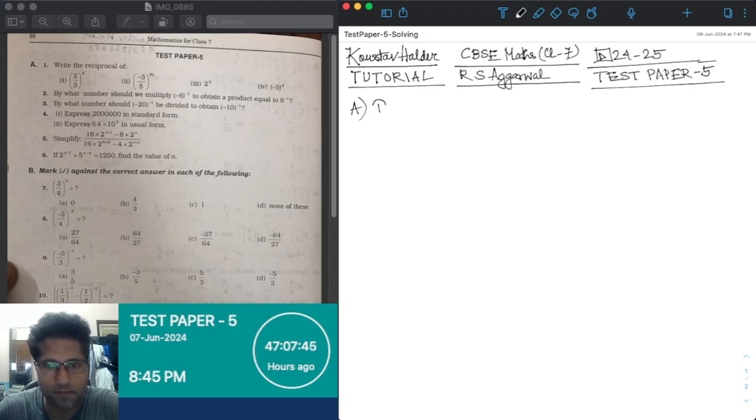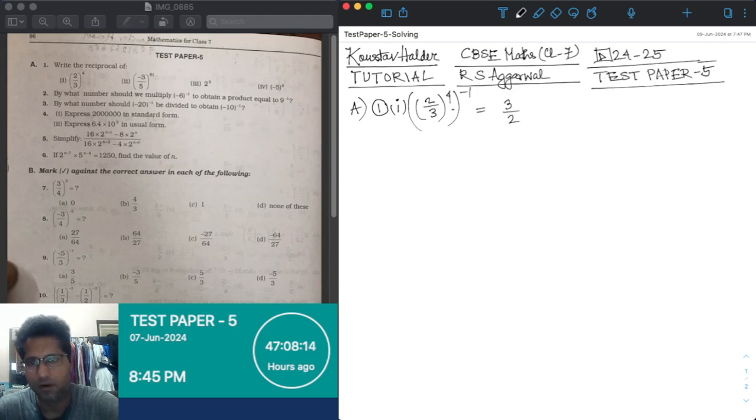Question number 1, write the reciprocal of 2 by 3 whole to the power 4. So the reciprocal will be 2 by 3 whole to the power 4, raised to the power minus 1, and this is nothing but 3 by 2 whole to the power 4. This is not an MCQ, so we have to find the answer. Now this is the answer.